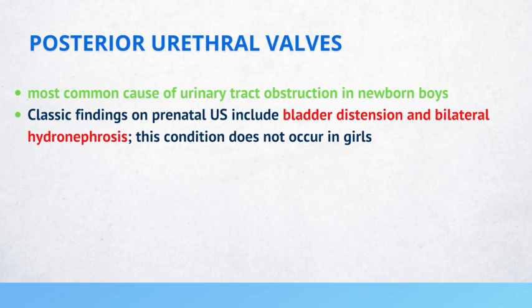Posterior urethral valves. This is the most common cause of urinary tract obstruction in newborn boys. Classic findings on prenatal ultrasound include bladder distension and bilateral hydronephrosis. This condition does not occur in girls. So if you see a presentation of a newborn girl and they have posterior urethral valves as a possible answer choice for whatever urinary symptoms they're experiencing, this would not be the answer.